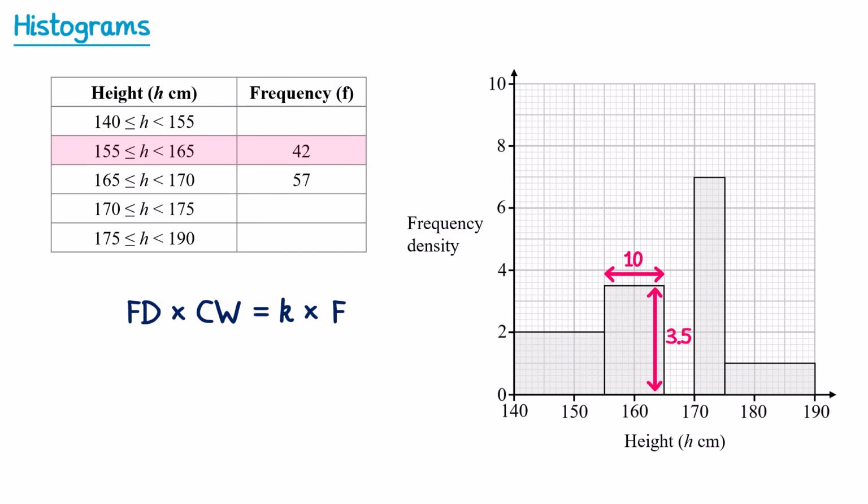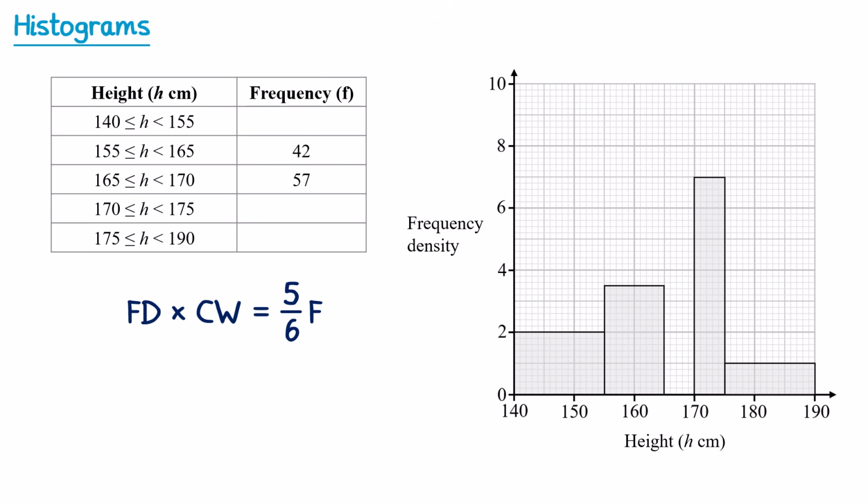The frequency density was 3.5 and the class width was 10. But this must equal k multiplied by the frequency, but we know the frequency of this bar is 42, so it equals k times 42. We then multiply 3.5 and 10, which is 35, and k and 42, which is 42k. If you divide both sides by 42, you find that k is equal to 35 over 42, which will simplify to 5 over 6. If we now substitute k back into the original formula, we find that frequency density multiplied by class width is equal to 5/6 multiplied by the frequency, or 5/6 of f.